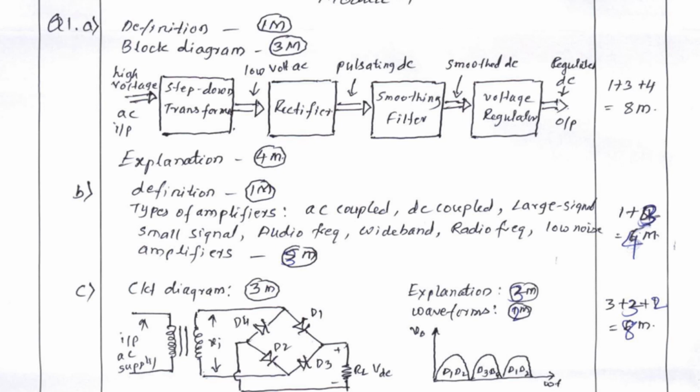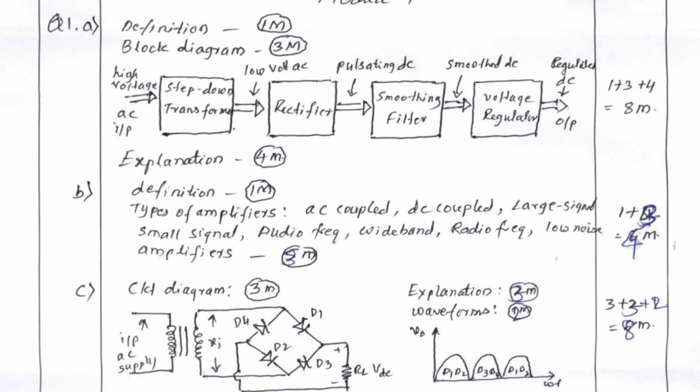That is, from the step down transformer, you will use a rectifier and a filter to filter all the pulsating DC, and then you will get a smooth DC out of the smoothing filter and voltage regulator, and then to the output. So this block diagram carries 3 marks, and when you explain this block diagram completely, you have 4 marks for the explanation. Totally it is 8 marks.